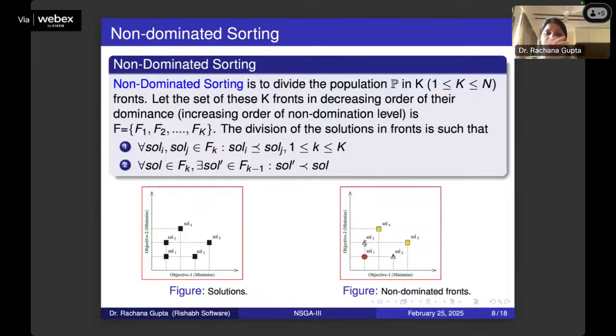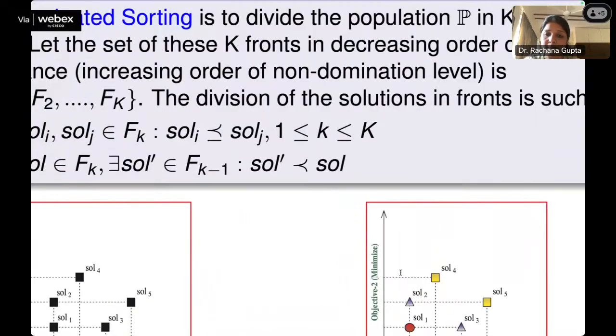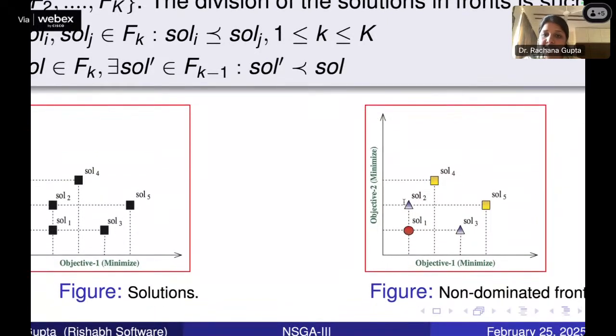Non-dominating means, let's say we are solving a minimization problem. Now just focus on solution 2. You can see that solution 2 is smaller than solution 3, meaning it is best in objective 1. However, solution 3 is better than solution 2 in objective 2, right? So solution 2 is best in one objective, and solution 3 is best in another objective. When such a situation comes, we say that they are non-dominated to each other.